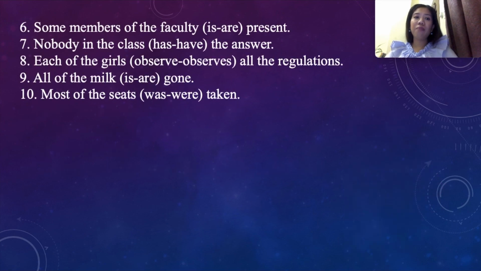Numbers 6 to 10. Number 6, some members of the faculty is, are present. Number 7, nobody in the class has, have the answer. Number 8, each of the girls observes, observe all the regulations. Number 9, all of the milk is, are gone. Number 10, most of the seats was, were taken. I'll give you some time to answer that.